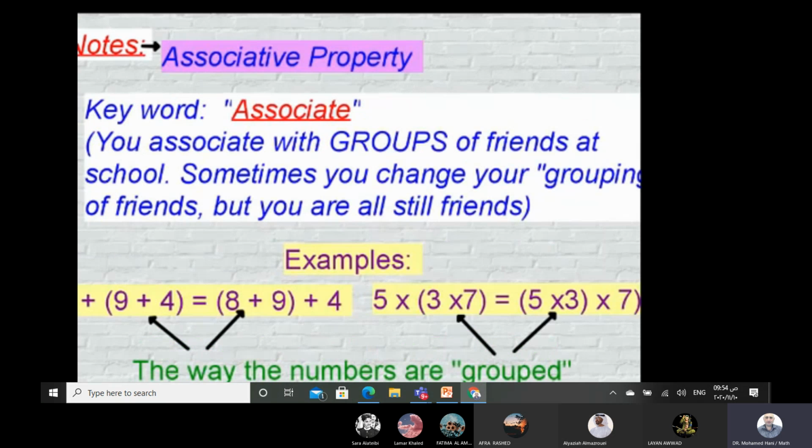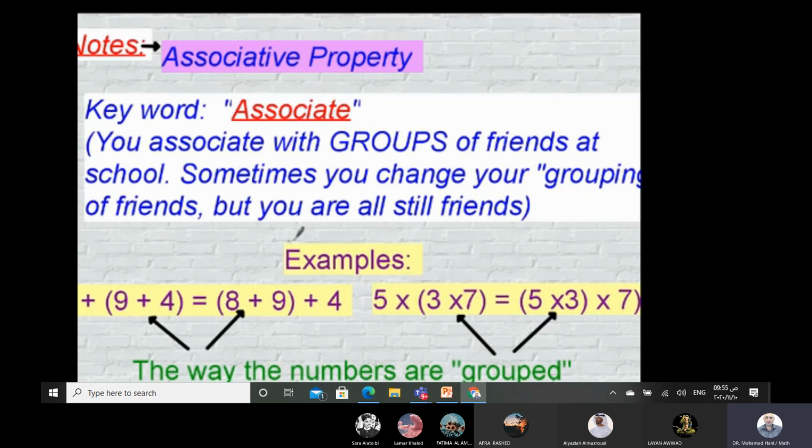Speaking of the associative property, that is our next property. The key word here is associate. Associate means you associate with groups of friends at school. It's how you're grouping. That's all it means. Associate means to group. Sometimes you change your grouping of friends, but you're all still friends. Maybe you and one person are hanging out one day, and then you and a different person hang out the next day. You're still all friends. You're just changing how you group.